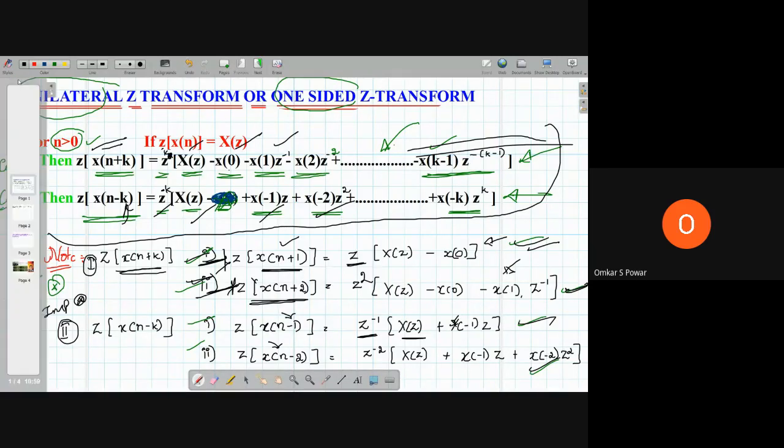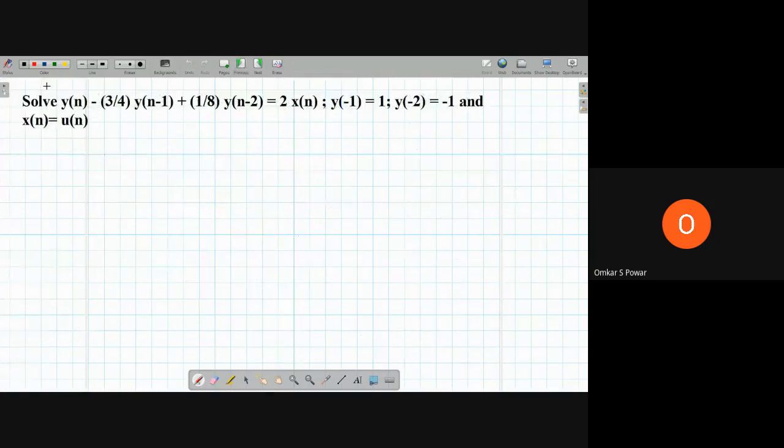So let us go to the first problem. If you understand these two problems, you can solve any problem easily. I'm going to solve two problems with respect to this unilateral Z transform. So let us understand the question here. Solve y(n) minus 3 by 4 into y(n minus 1) plus 1 by 8 into y(n minus 2) is equal to 2 times x(n), given y(minus 1) is equal to 1 and y(minus 2) is equal to minus 1, and they have given x(n) is equal to u(n). So we have to solve this difference equation.